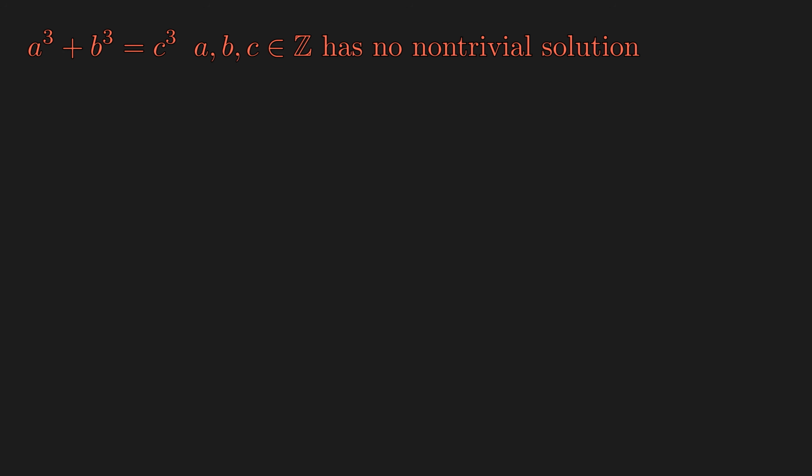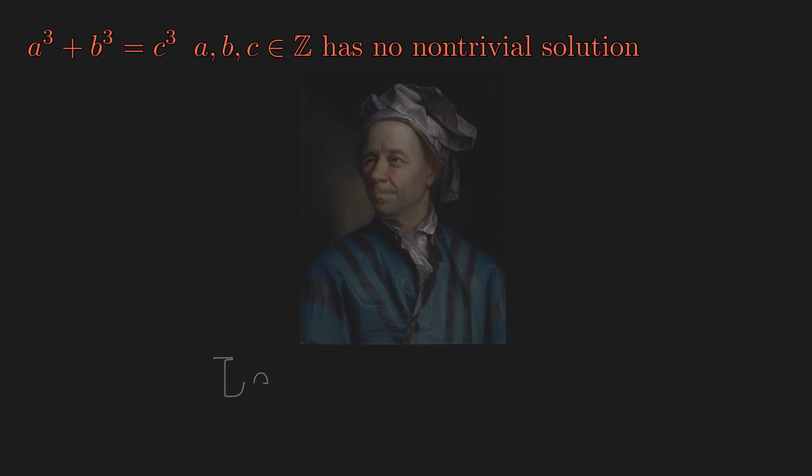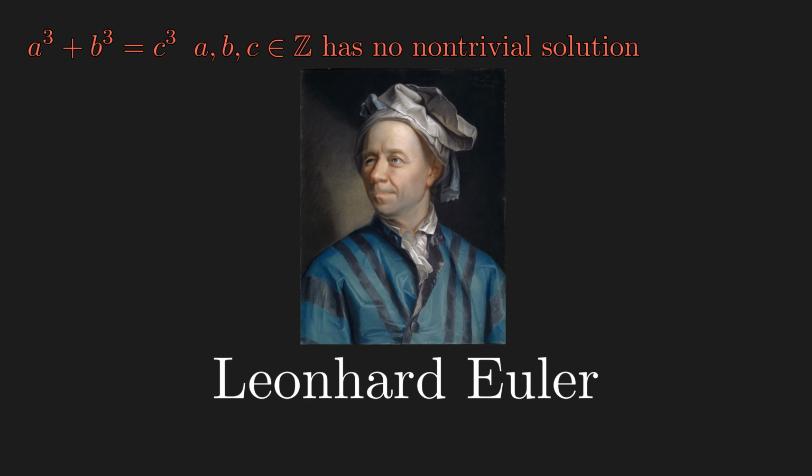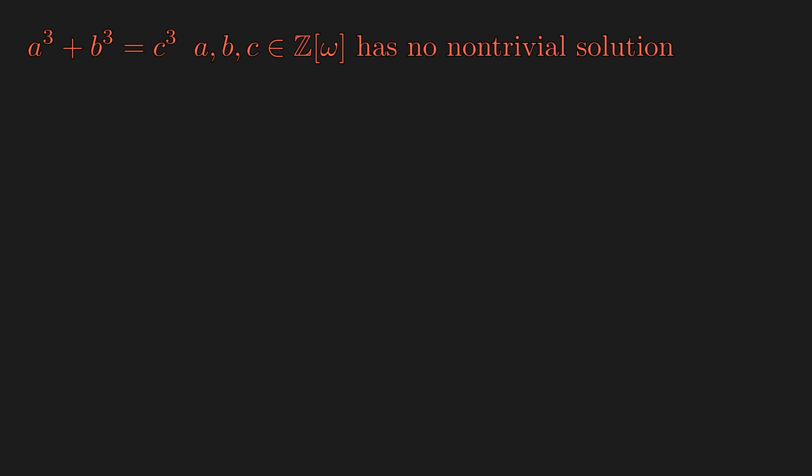But we have to be slightly careful with the integers since it contains 0. So we have to exclude what's called the trivial solutions, which is when any of the numbers is equal to 0. In 1760, Leonhard Euler came up with a truly marvelous proof, which is to extend the number system even further.